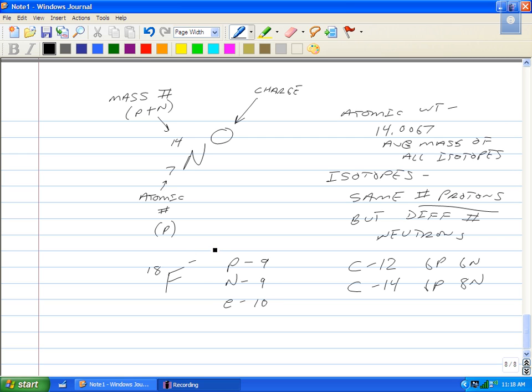Where'd you get that from? If it has a -1 charge, that means it has how many more negatives than it has positives? 1. Just 1. And so if it has 1 more negative than it has positives, how many positives does it have? 9. So it must have 10 electrons.